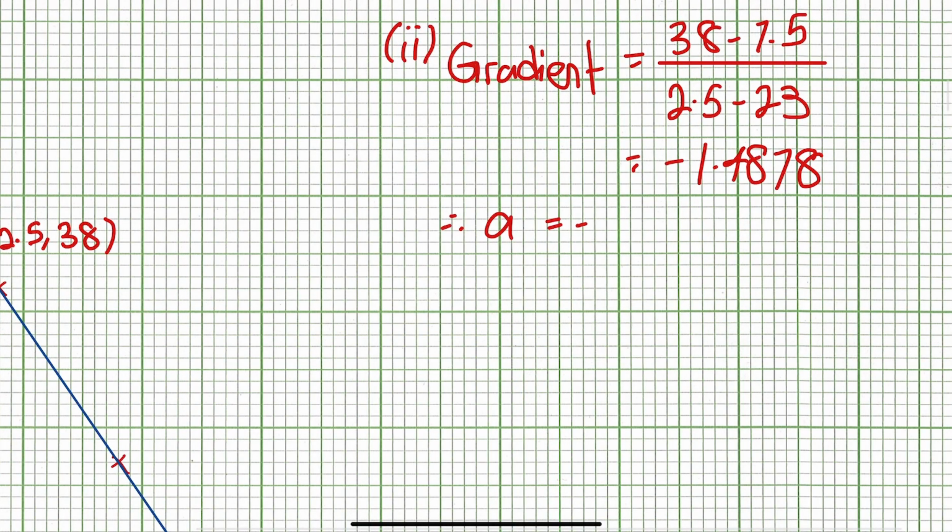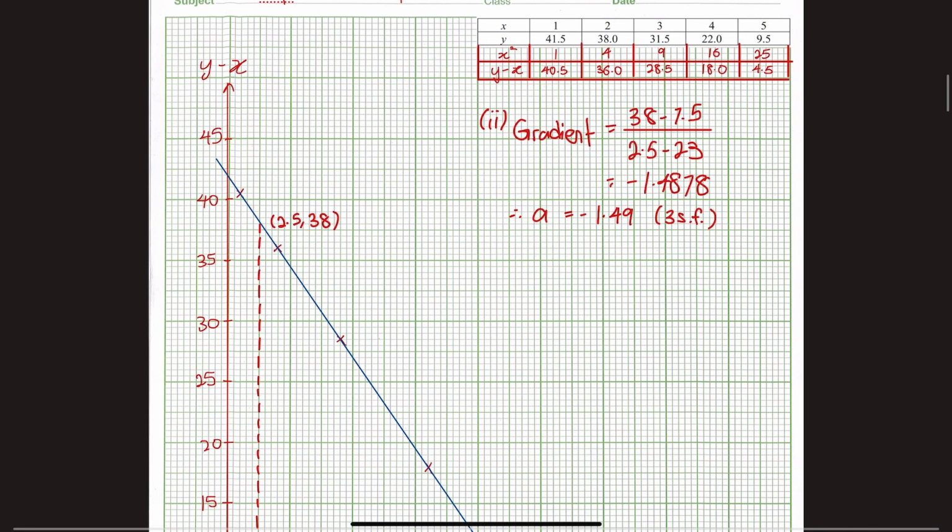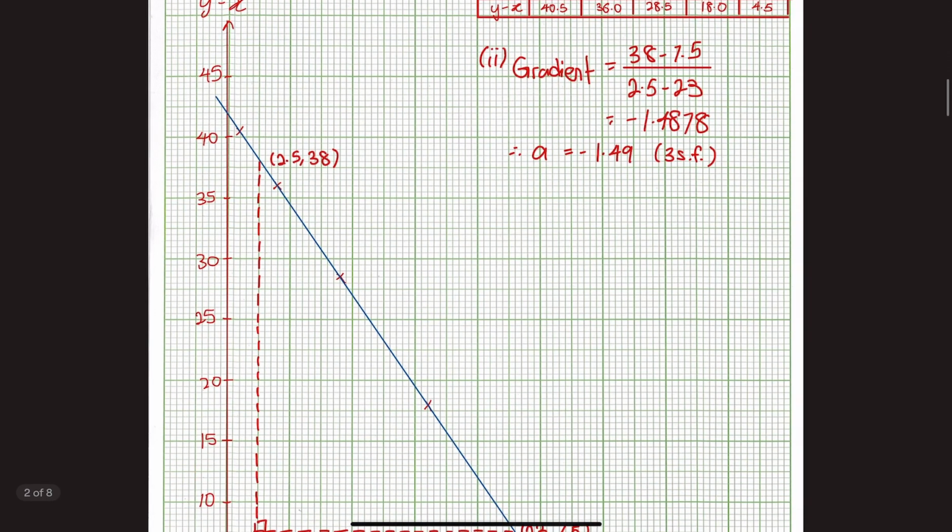A would be simply equals to negative 1.449, round off to 3SF. Okay, take note there is a margin for error here. Usually the final answer is plus minus a certain range, so check carefully, make sure that your graph isn't too far off the actual answer. Okay, then the next part.